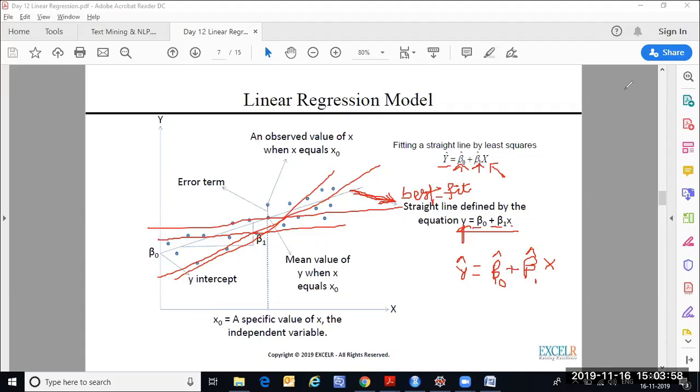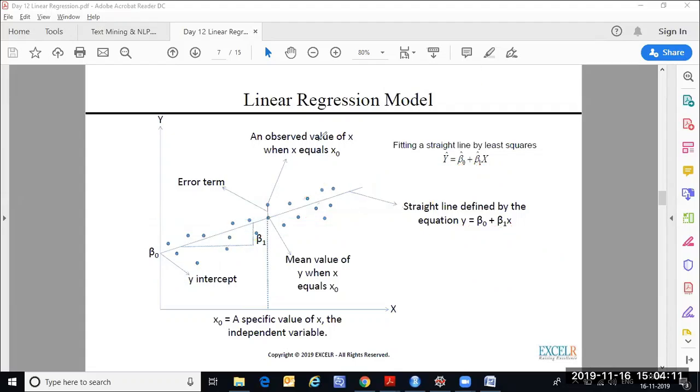But how do we determine that the line that we are selecting as the best fit line has maintained the least distance with all the data points? How do we calculate the distance, friends? How do we calculate the distance between two data points?